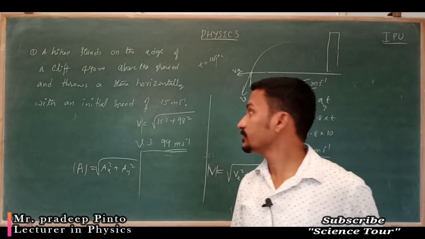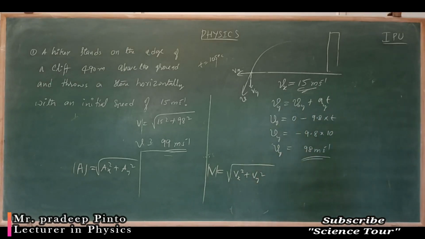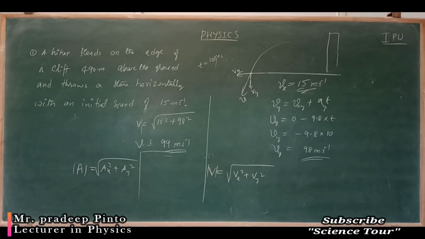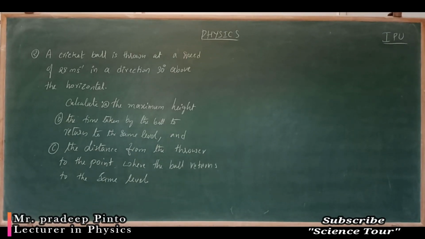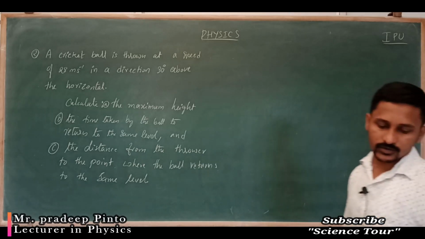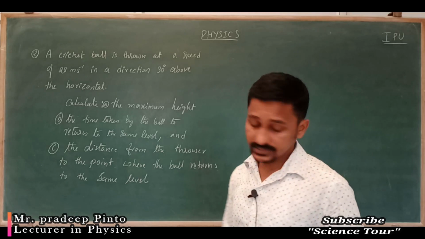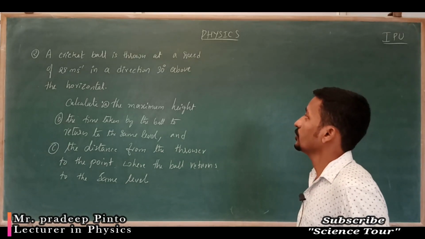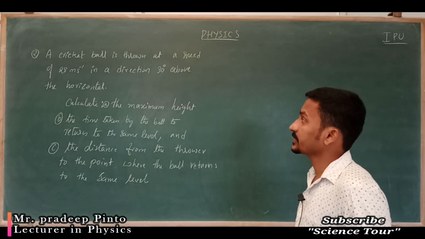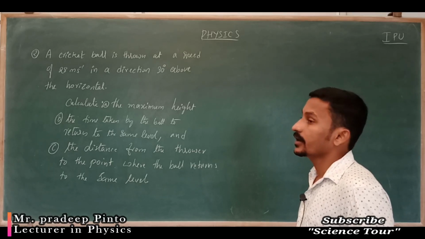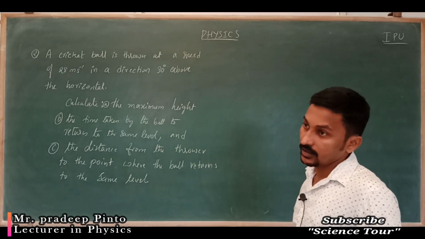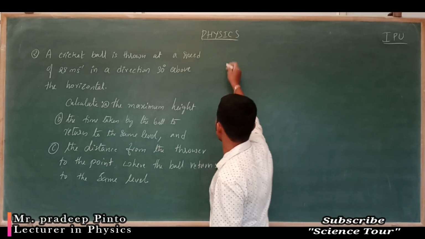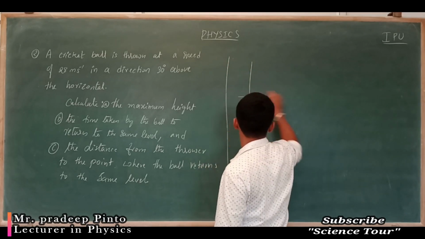One more problem we are going to discuss next. One more problem is a numerical sum. A cricket ball is thrown at a speed of 28 meter per second in a direction 30 degree above the horizontal.